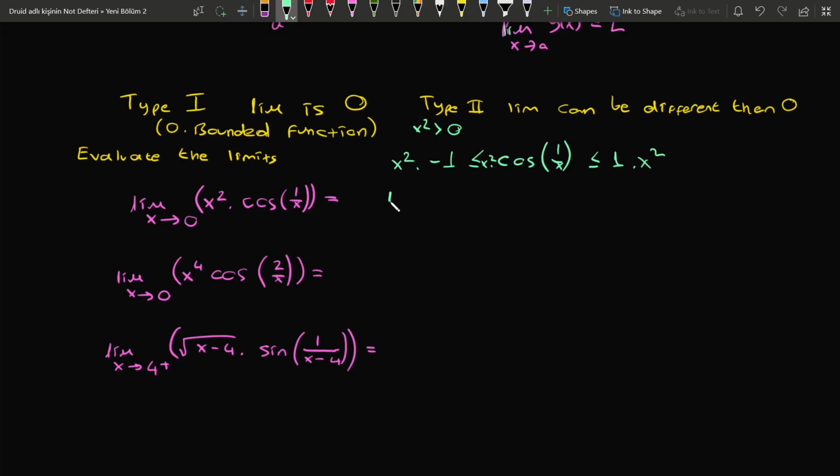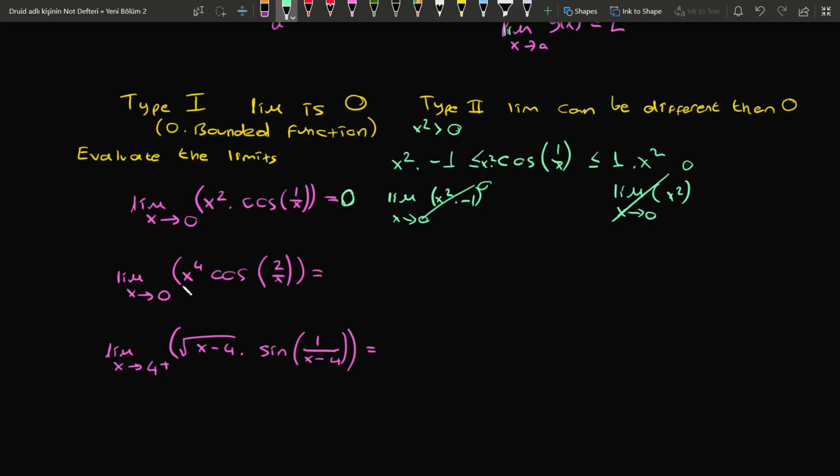Now, if I check the limit of the functions I have, x squared times negative 1, and if I check the limit of this function as well, this is clearly 0, and this is clearly 0. Therefore, the squeezed function we have is also going to be 0.